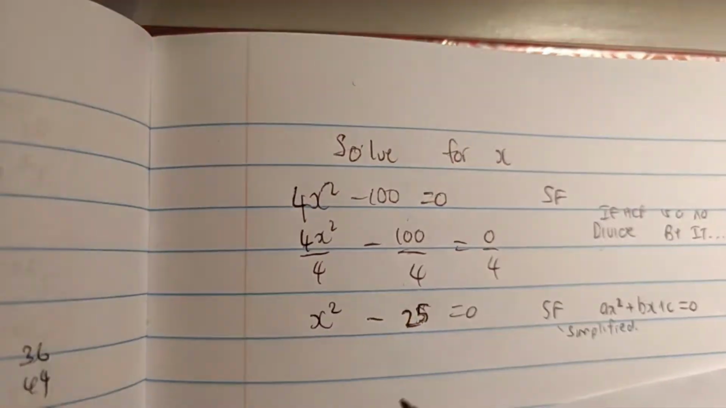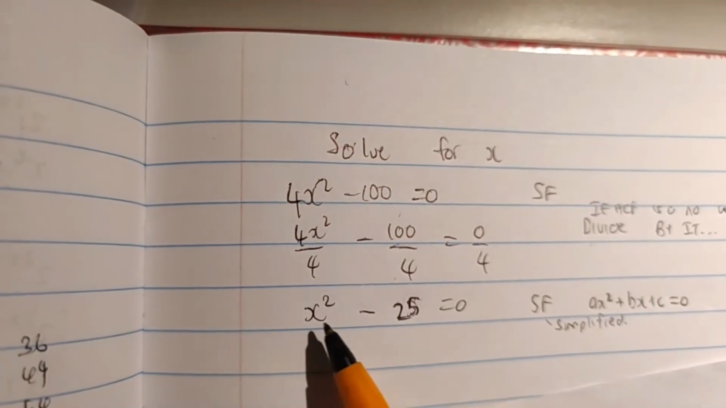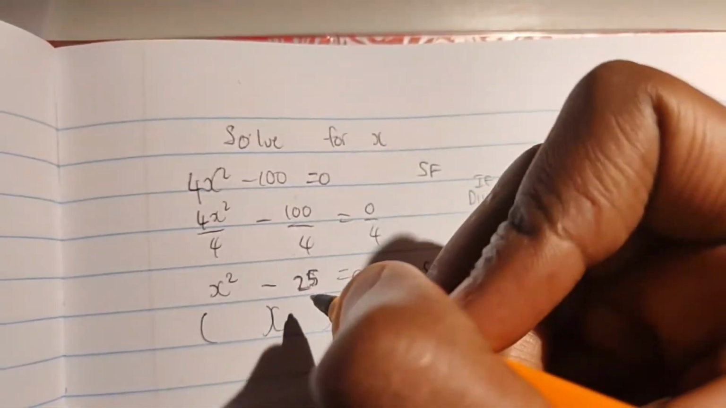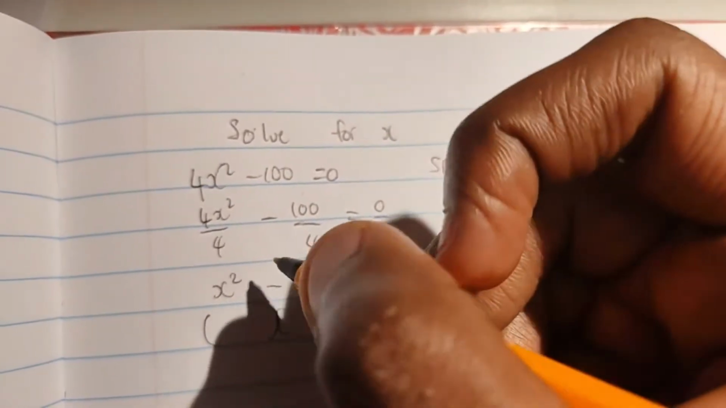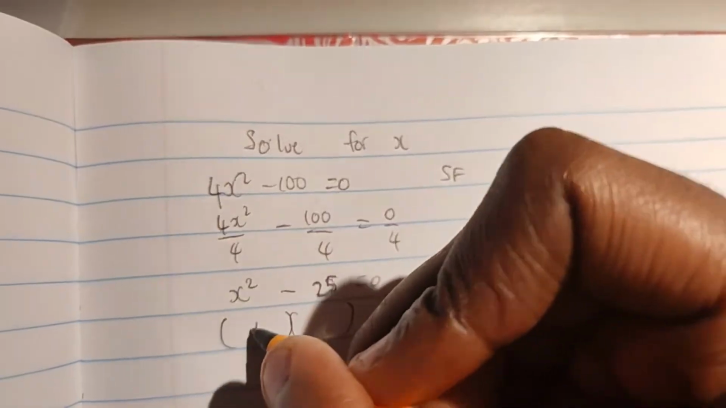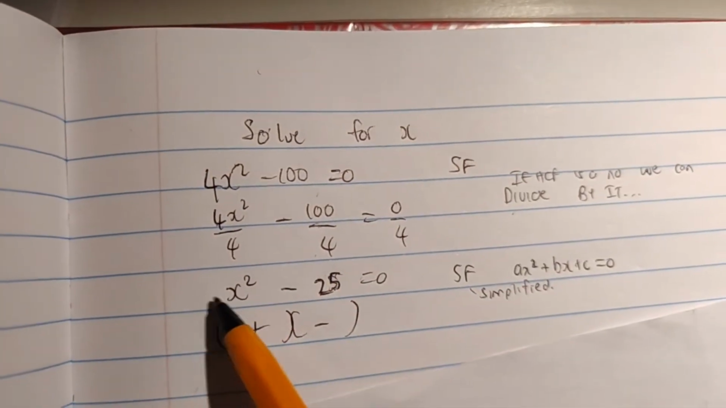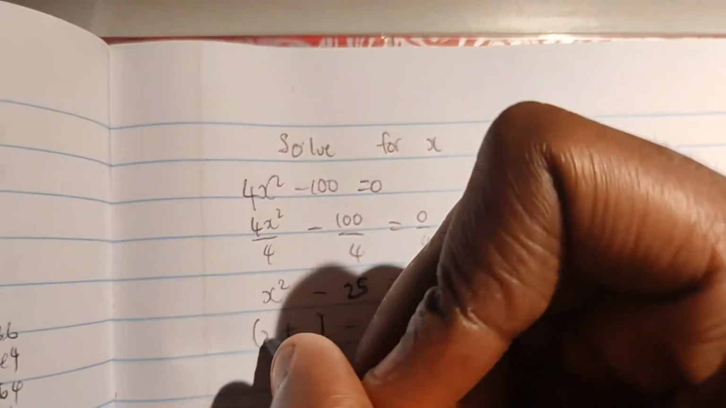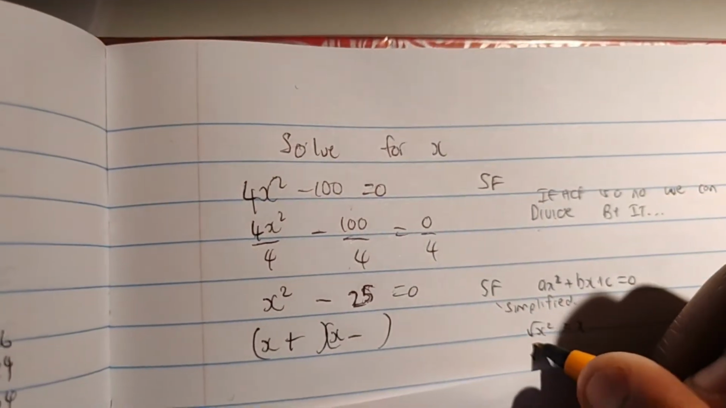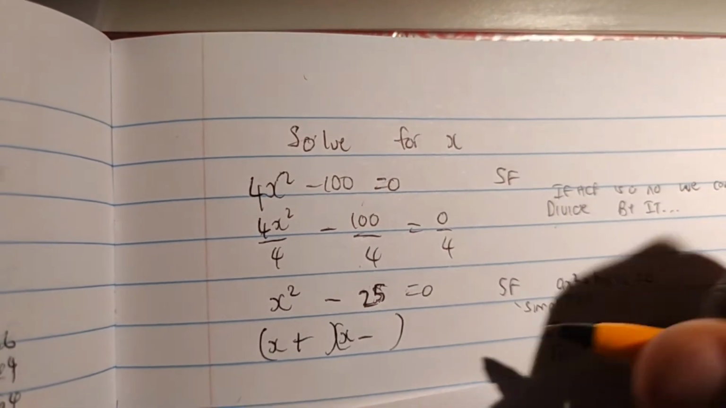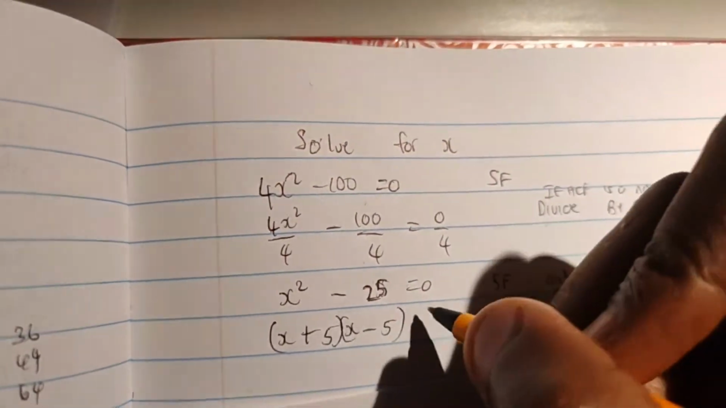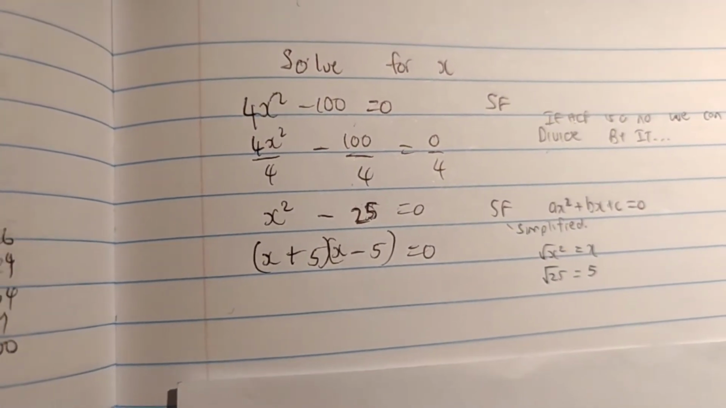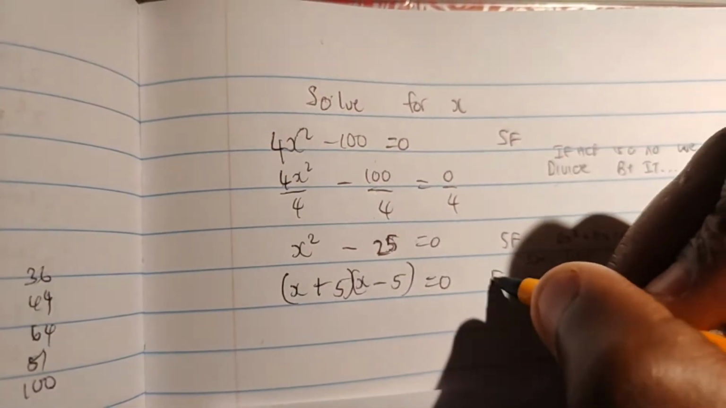We can now factorize. The expression here on the left is the difference of two perfect squares. So what we can do now is open two brackets. The negative sign means we are going to have different signs inside the brackets. We write a plus and a minus. The square root of x squared, guys, is x. So we write x and x. The square root of 25 is 5. So we write 5 and 5. Make it equal to 0. Then that is basically us factorizing.